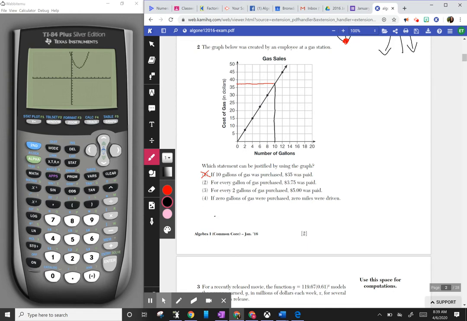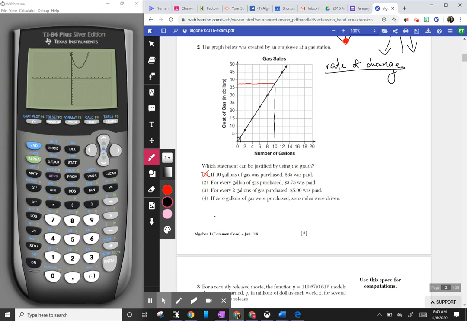Okay, number 2, for every gallon of gas purchased, $3.75 was paid. So we want to go to 1 now, and we can't fully tell, right? So here's 1, and if we go up, it's going to be somewhere between 0 and 5. We can't fully tell what that is. So we're going to have to use the rate of change. We're going to have to find the rate of change to figure that out.